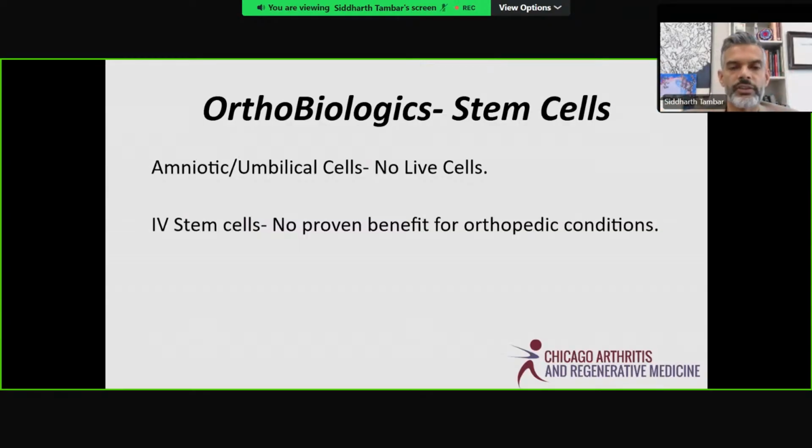IV stem cells are things you may hear about as well. No definitive proven benefit for orthopedic conditions. I've had a couple patients who've gotten that in other countries. They felt like it helped out their overall inflammation temporarily, but then eventually that came back. I don't recommend that as a primary way of trying to treat your joint issues because you're really better off injecting that into the joint directly.